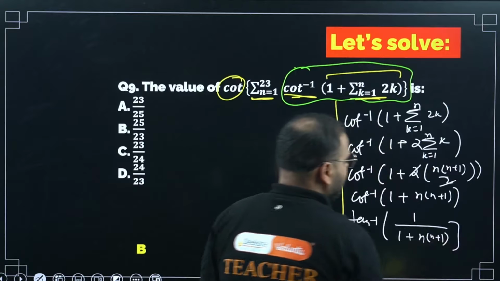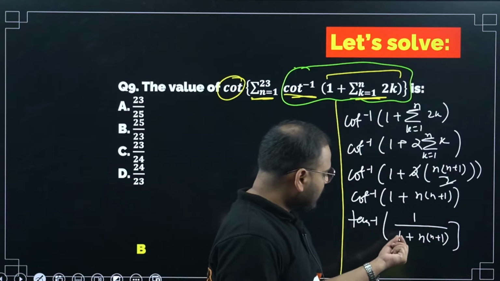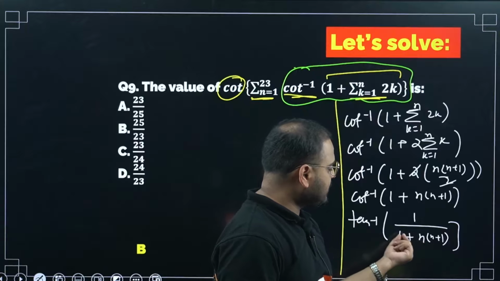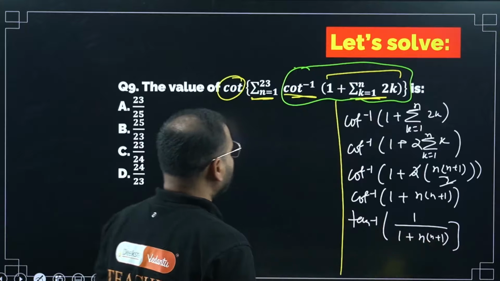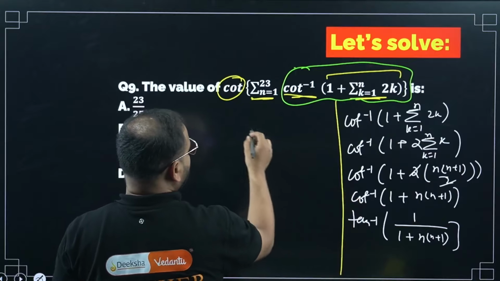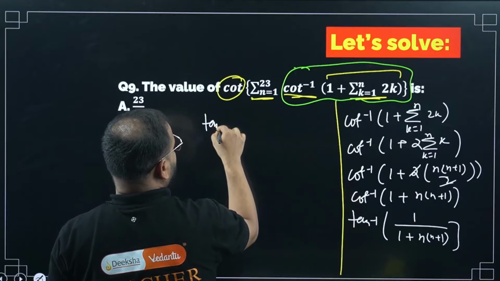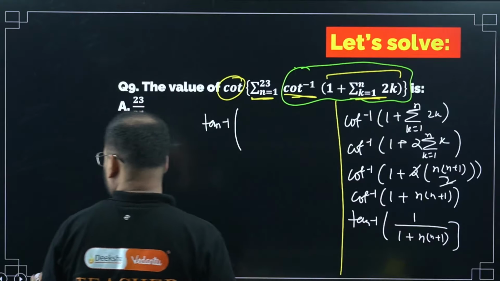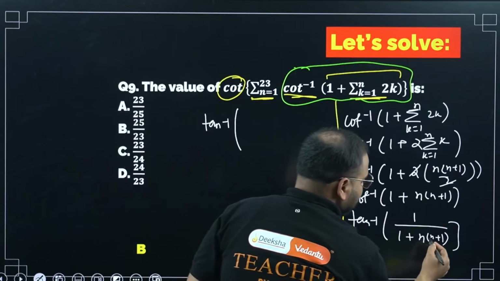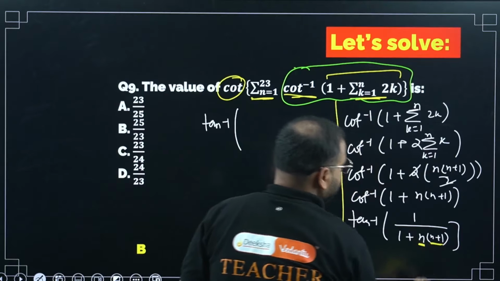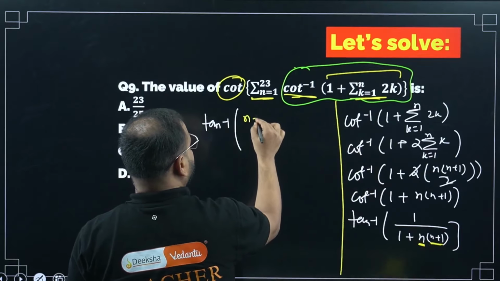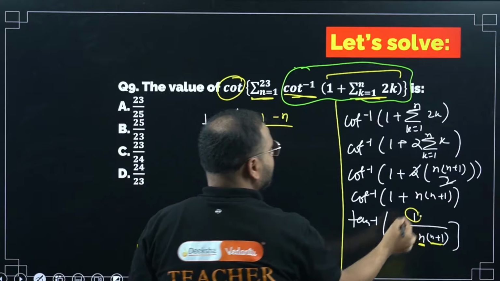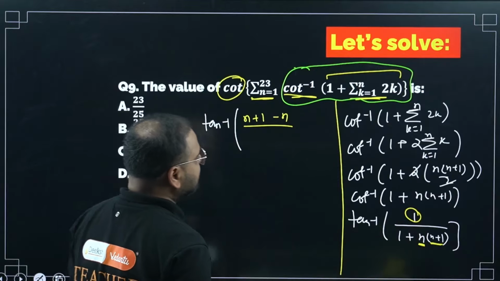I'll tell you why. Because if you see here, something is forming here: A plus A into B. It's not 1 plus AB, 1 plus AB. So 1 plus n into n plus 1. You'll see how it is useful. So now I've got it in terms of tan inverse. Now can I write using this? If I subtract n plus 1 minus n, it becomes 1 only, which is our numerator.